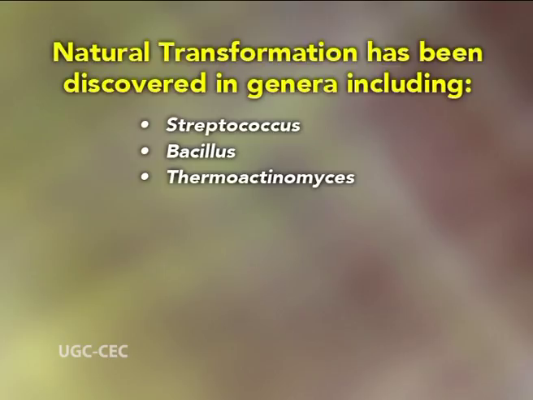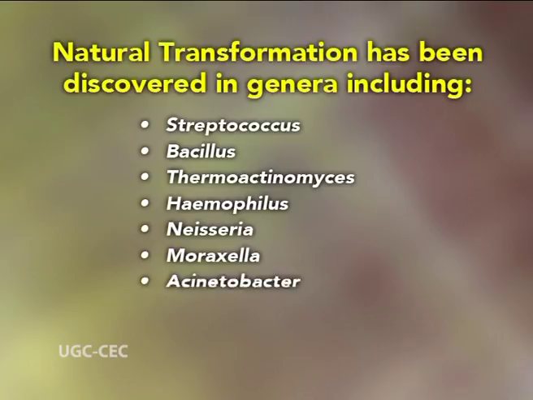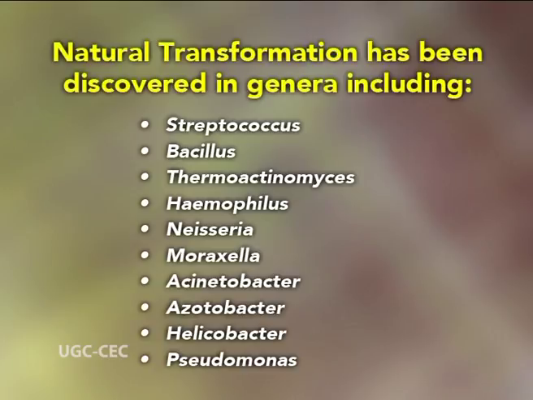Natural transformation has been discovered so far only in certain genera including Streptococcus, Bacillus, Thermoactinomycetes, Haemophilus, Neisseria, Moraxella, Acinetobacter, Azotobacter, Helicobacter, Pseudomonas, etc. Gene transfer by this process occurs in soil, aquatic ecosystems and may be an important route of genetic exchange in biofilm and other microbial communities.